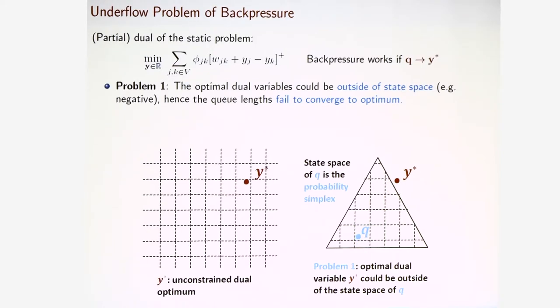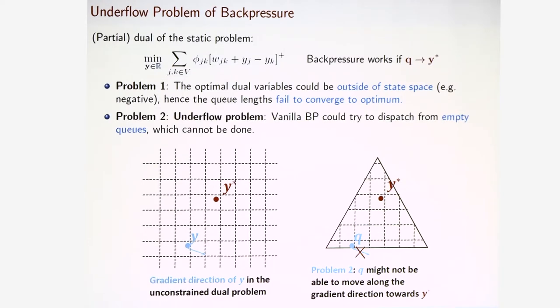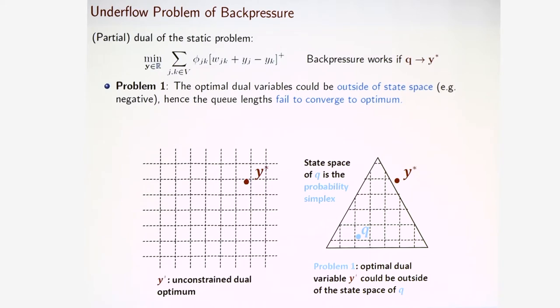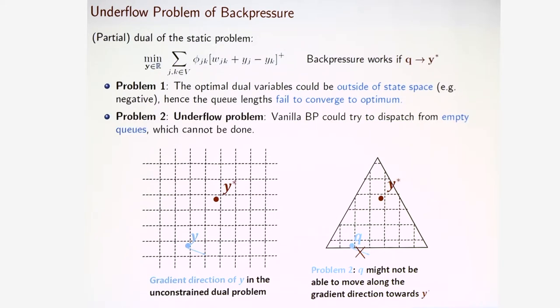If it doesn't lie, there's a problem. Even if it lies in the simplex, there's also a problem. If it doesn't lie, then it's problem one. Your Q lengths cannot converge to Y star. Even if it lies in the probability simplex, because of the behavior of Q lengths when some Qs are empty, there's a possibility you cannot approach Y star.